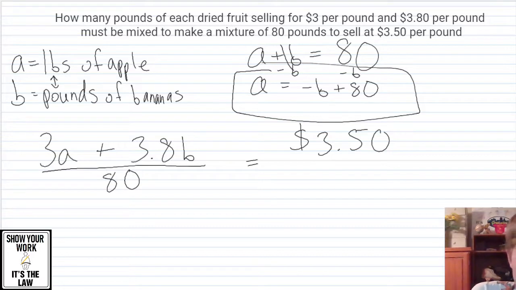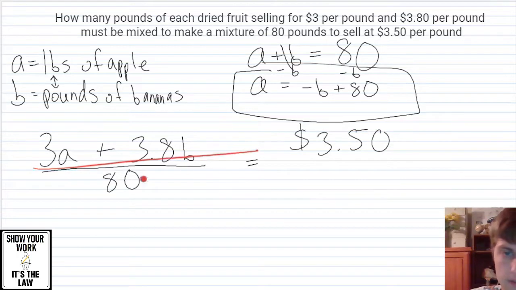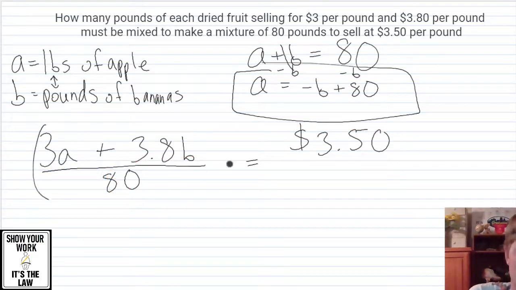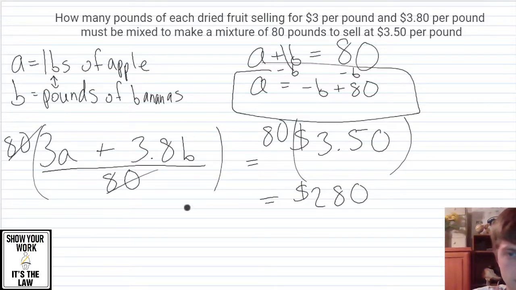So we can substitute. Oh my goodness, this looks ugly. Well, we got ourselves a fraction. Let's clear the fraction. Multiply both sides by 80. Cancel, cancel. That's going to equal something. 3.5 times 80 is 240, plus half of 80 is 40, so that should be 280. Yeah, 280. If I'm wrong, let me know. And this is going to equal 3a plus 3.8b.